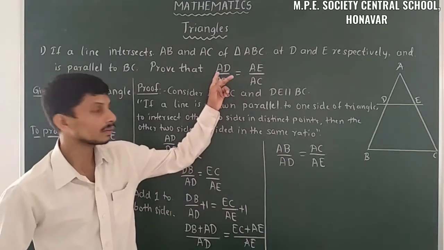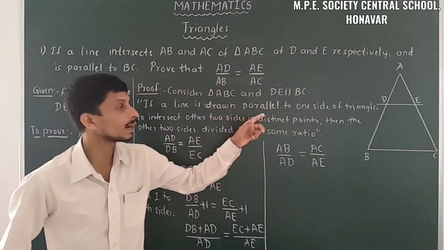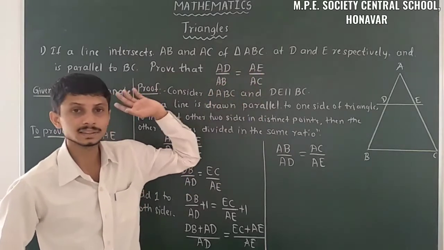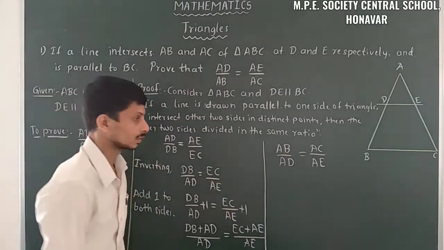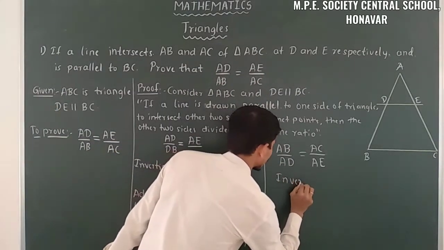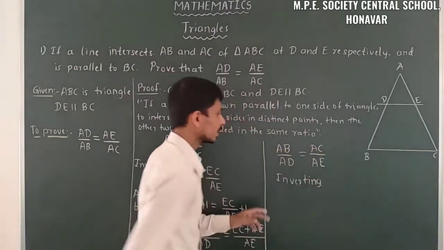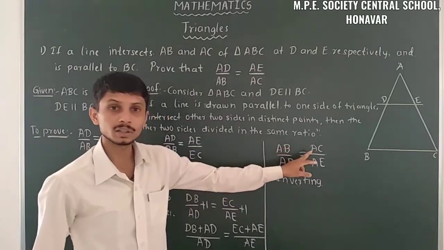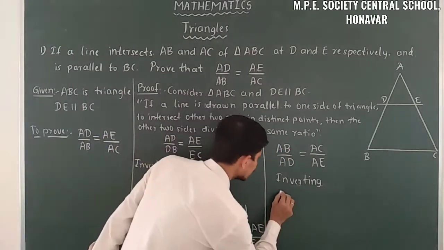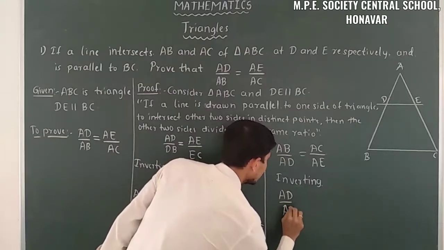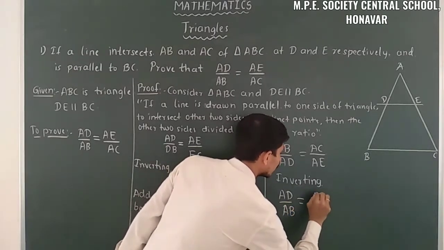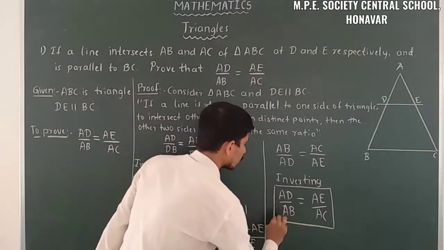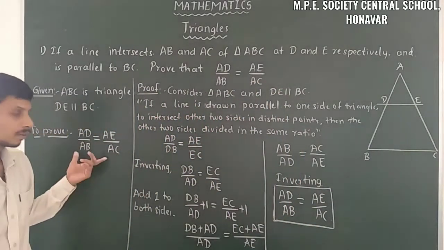So when we take the proof of this part, the assumption part, just observe here: AD is in the numerator and AB is in the denominator, AE is in the numerator, AC in the denominator. For that we have to invert. So we invert the numerator and the denominator here, and here also. That is AD by AB is equal to AE by AC. So that means here we have the required proof.